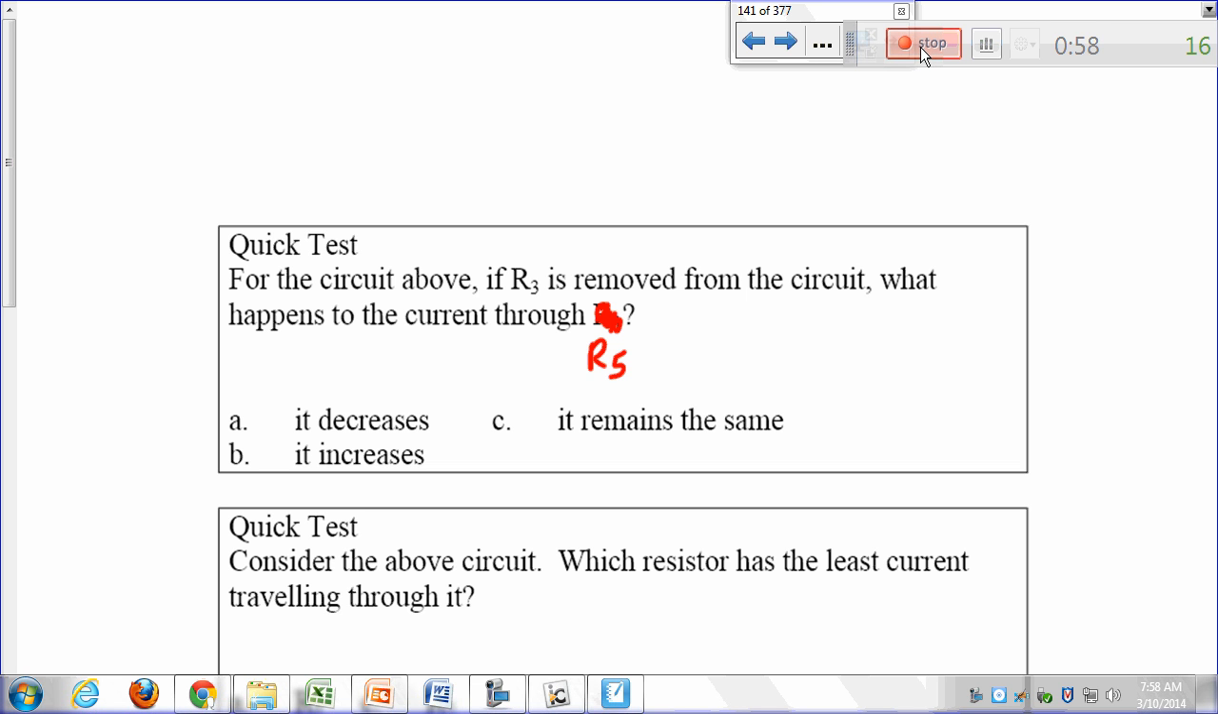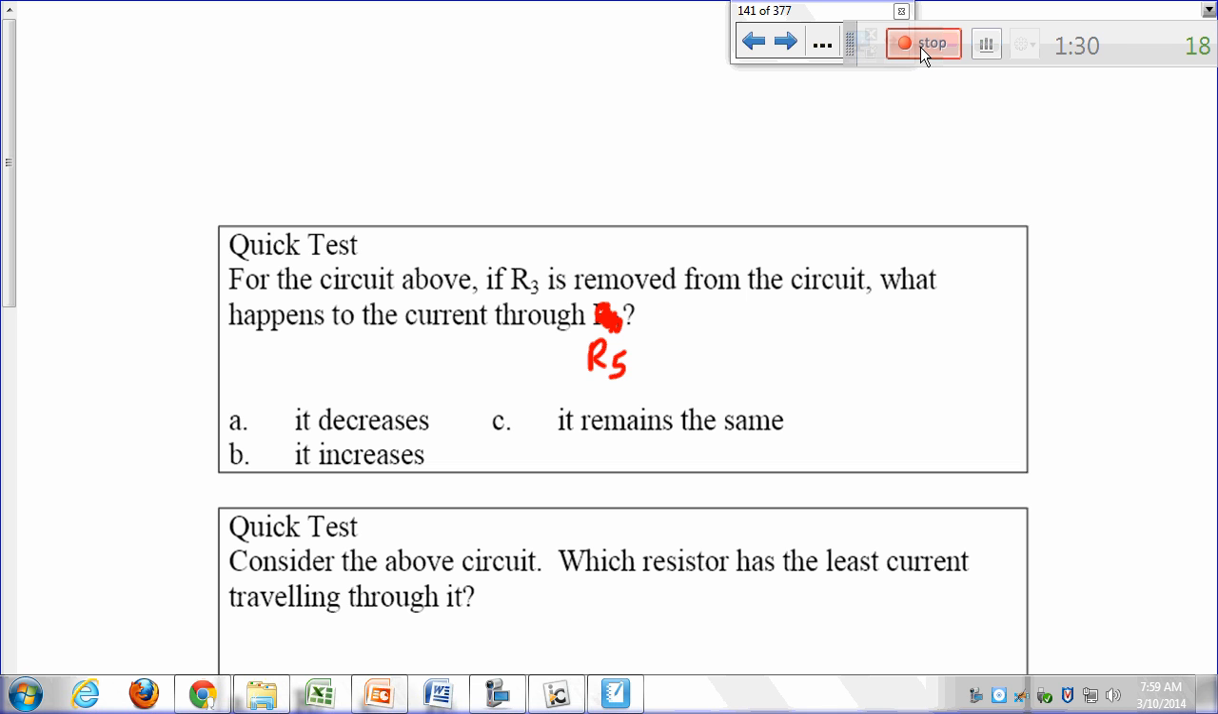So what the top and the bottom is, would it split the current half by half from the top branch to the bottom branch? They do split the current, and in this case it is half and half. But if you change the bottom branch, it doesn't change the current that goes to the top branch. It only changes the total current. So if you take out the bottom branch, the total current will go down, but the amount of current going through the top branch would remain the same.